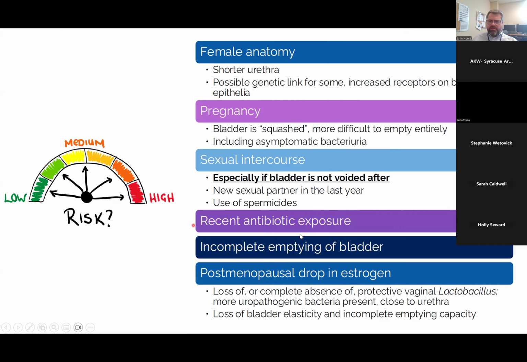So, recent antibiotic exposure, the thought here, and this is a theory, is that if you give someone antibiotics and you wipe out their normal bacteria, so if they have normal E. coli, they normally have E. coli in their bladder, if you wipe that out, it makes them prone to getting a urinary tract infection with another bacteria that can grow there and cause problems.